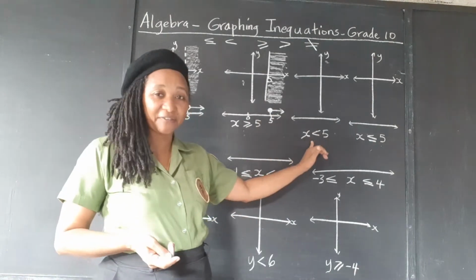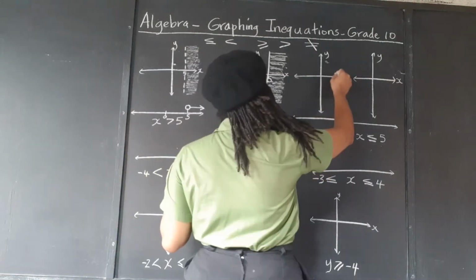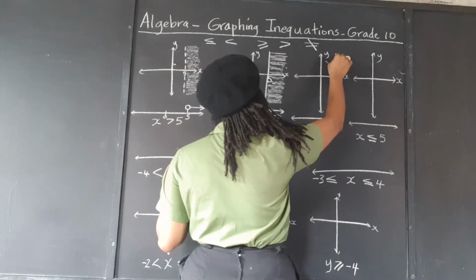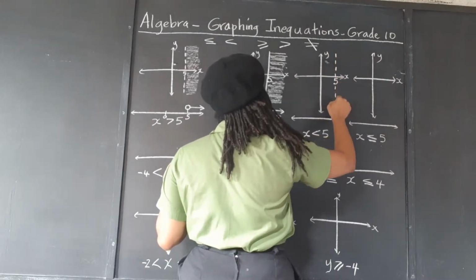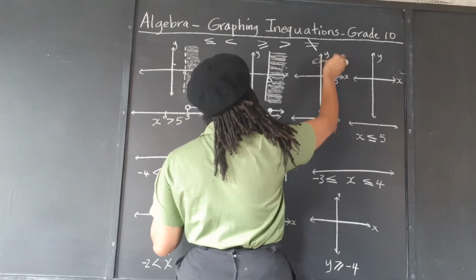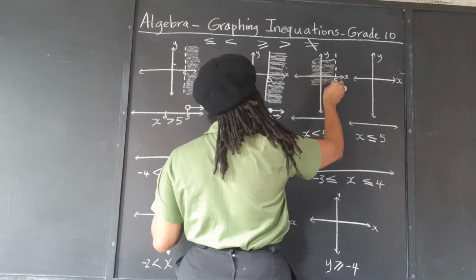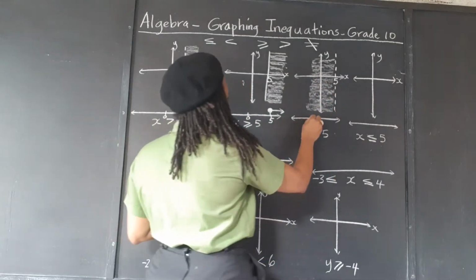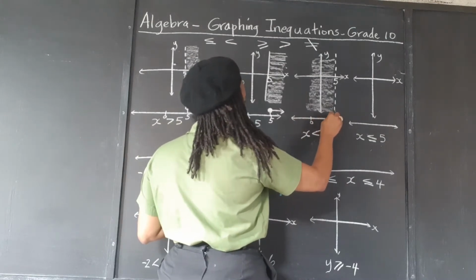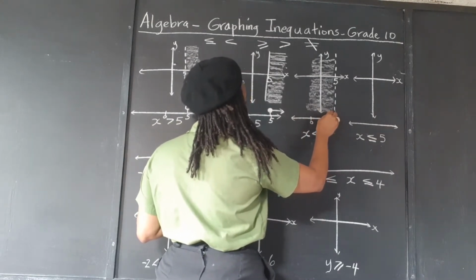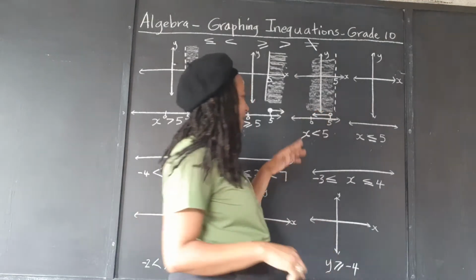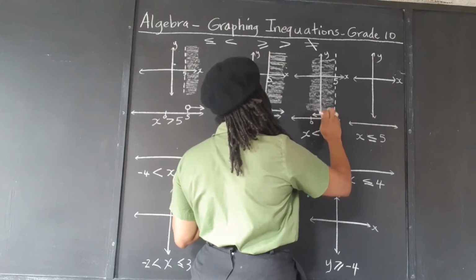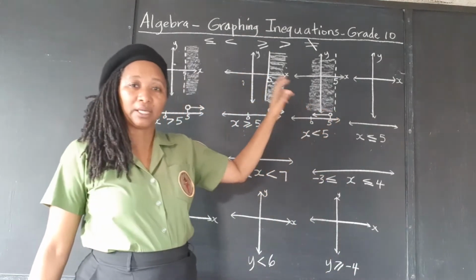So if it's just less than 5, so here is 5. It's less than, so it's a broken line. And we're going to shade to the left because it's less than. On the number line, we're going to indicate where 5 is, put a circle, and the arrow goes to the left because it's less than, but we're not going to shade the circle. It's an empty circle.